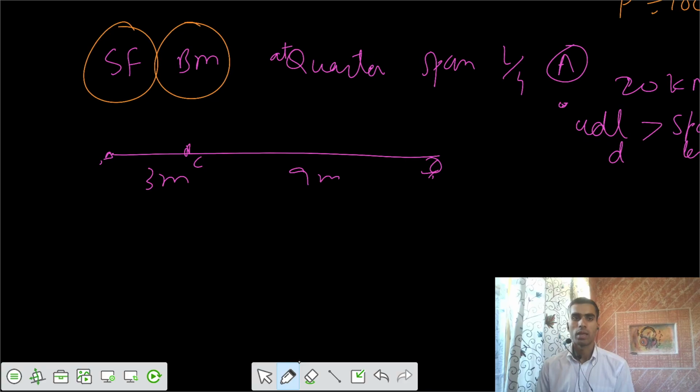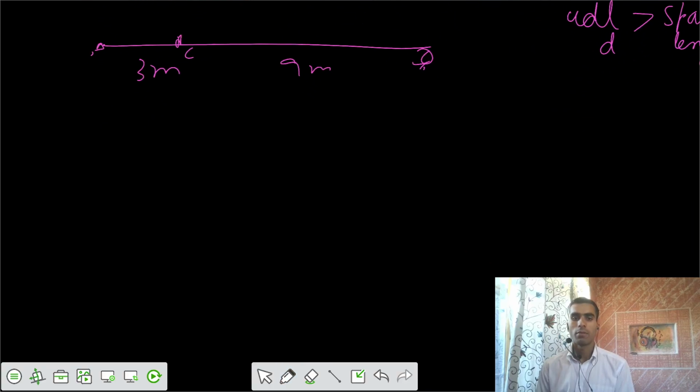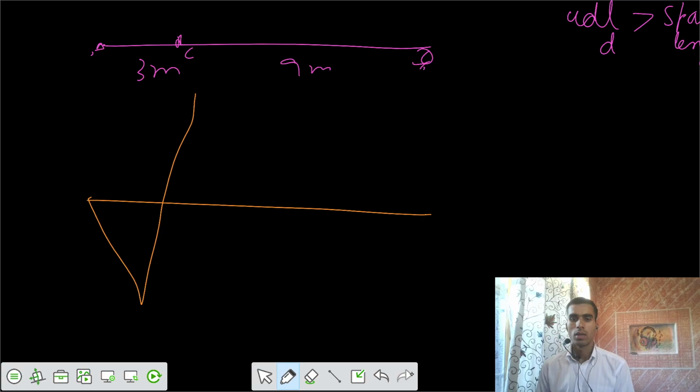That's at quarter span. So if I draw that ILD for shear force at C, I would say the variation would be in this fashion. Let's make it by straight lines.